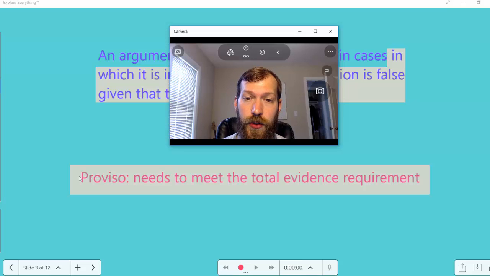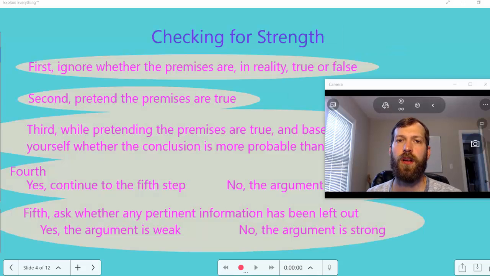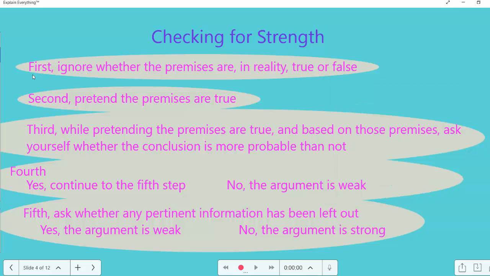So we need to make sure that we disclose all the information that is relevant to the conclusion in order for it to be a strong argument. So how do we check for strength then? I'm going to give us 5 steps, more or less, depending how you want to divide this up. 5 steps that you can use when trying to decide whether an argument is strong or weak.